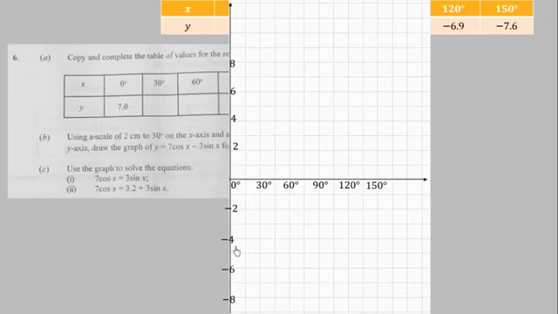Then the second part says that we should use the graph to solve the equation 7 cos x equal 3.2 plus 3 sin x. So the same thing, we are going to rewrite the equation to look like the one whose graph we drew. So 7 cos x equal 3.2 plus 3 sin x. We bring the 3 sin x here to subtract, and we swap their positions. So we must leave the 3.2 there. We got what we have graphed already.